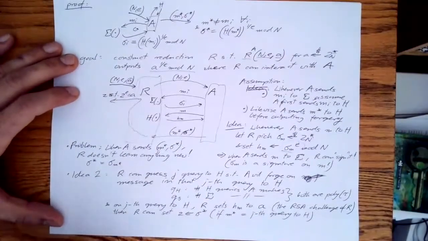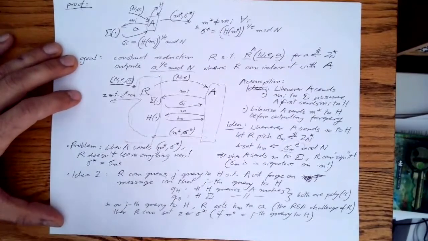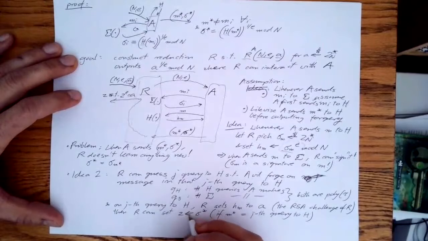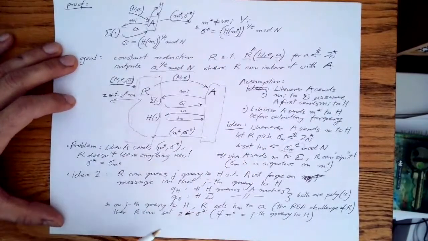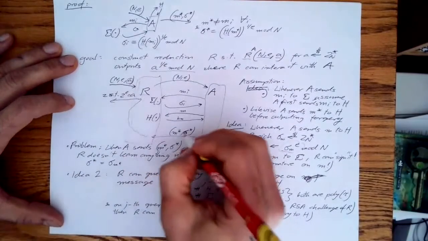Questions on how this works? Are you still with me? Professor? Yes. So in the RSA case, the signatures are uniform, but how about other TDPs?